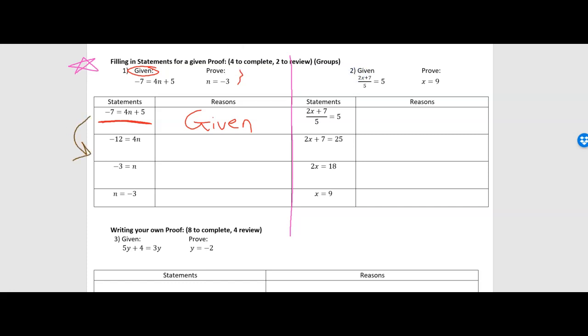What inverse operation did we do? Well, we can see that we subtracted 5 from both sides. If we think about this equation, and you don't have to write this on your paper, I'm just showing you, we subtracted 5 from both sides to get the next step. So that is the subtraction POE. POE stands for property of equality. Because there are so many properties of equality, you are allowed to abbreviate POE. So subtracting from both sides is the subtraction property of equality.